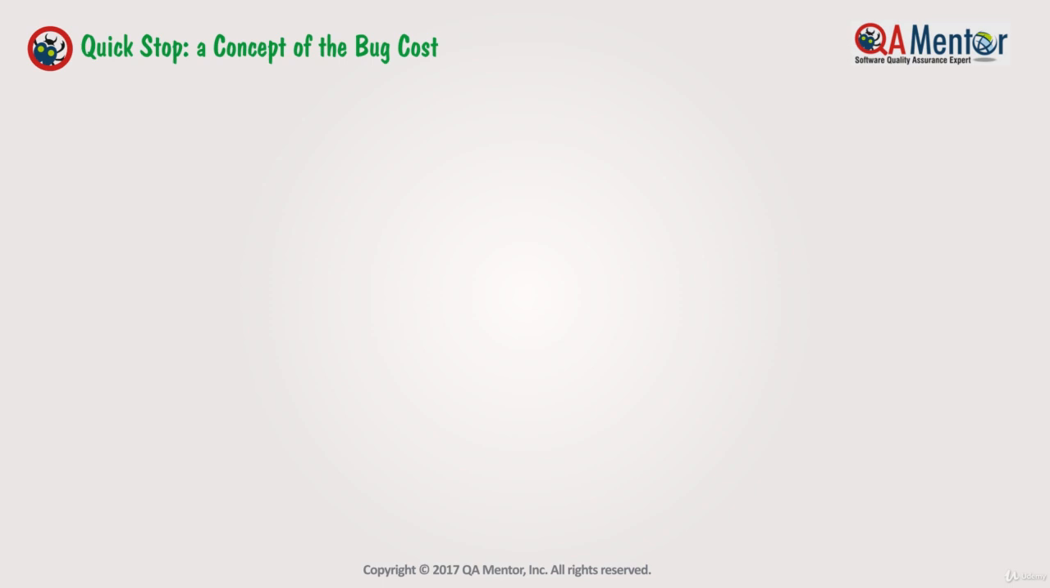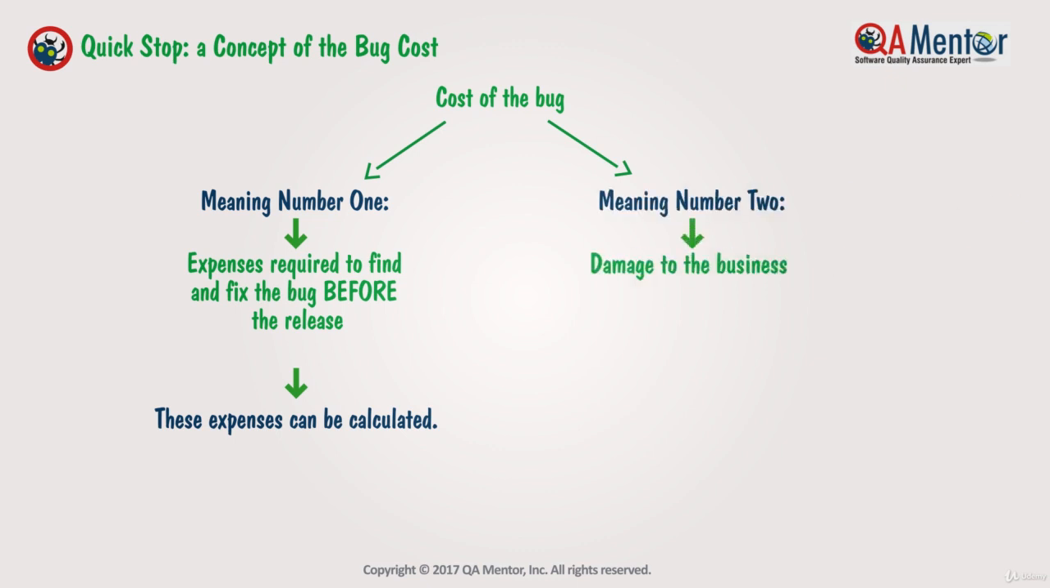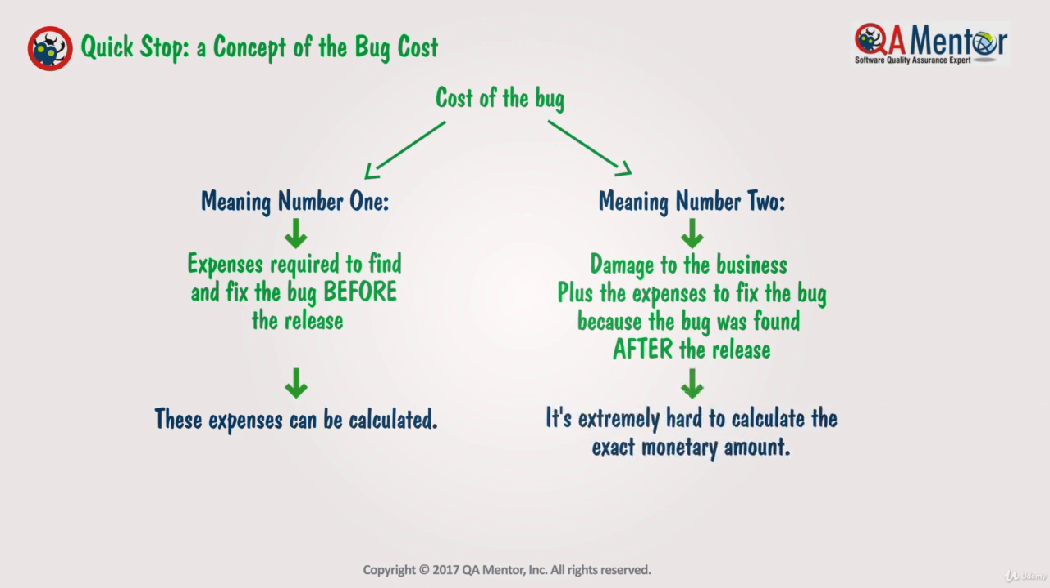Quick stop, a concept of the bug cost. The term cost of the bug has two meanings. Meaning number one, expenses required to find and fix the bug before the release. These expenses can be calculated. Meaning number two, damage to the business plus expenses to fix the bug because the bug was found after the release. As a rule, it's extremely hard to calculate the exact monetary amount of the damage to the business.